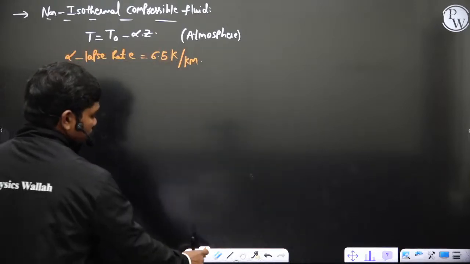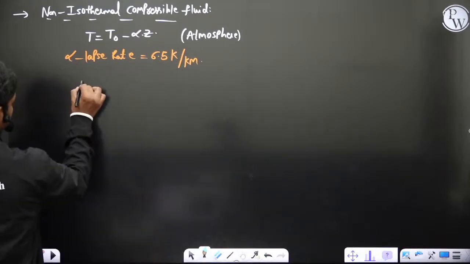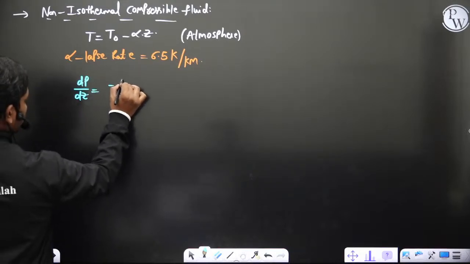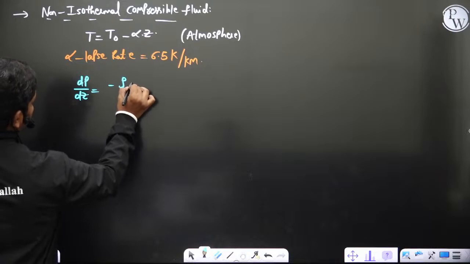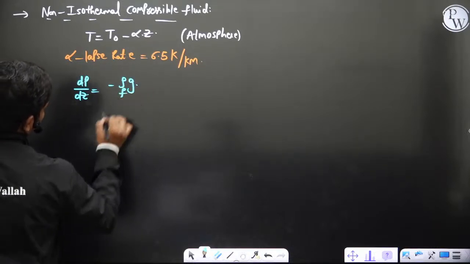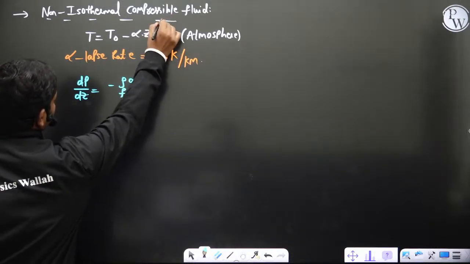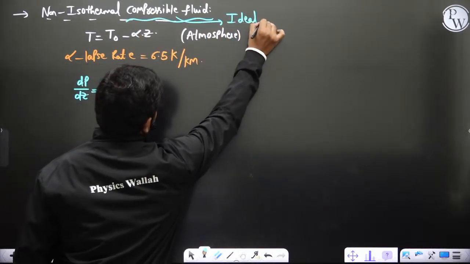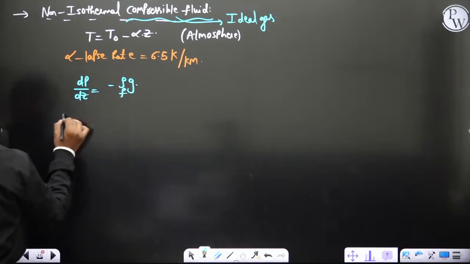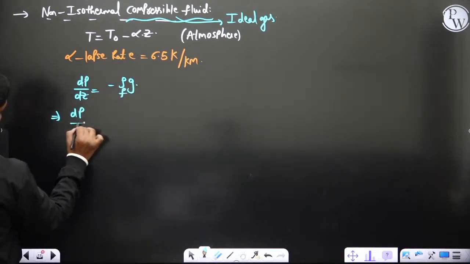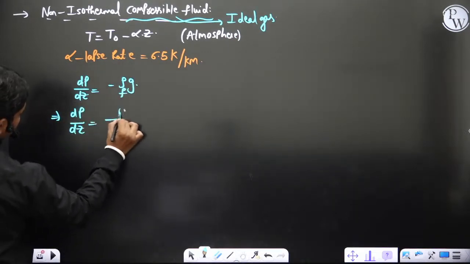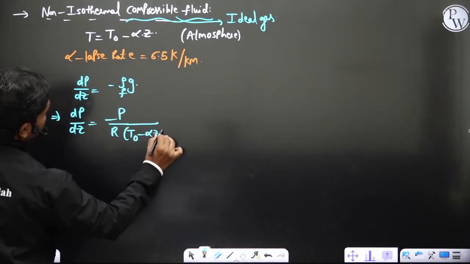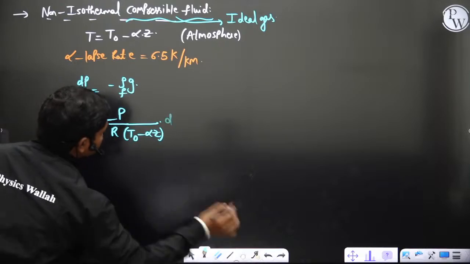Now if you integrate this again, dP by dz is equal to minus density of the fluid into gravity. So this is what you have obviously. If this is a compressible fluid, let us suppose you treat air as an ideal gas, again ideal gas obviously, so dP by dz is equal to minus P by RT, but this time T is not constant, it is a function of z, into g of course.